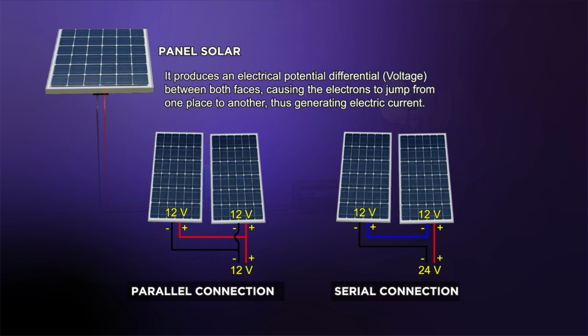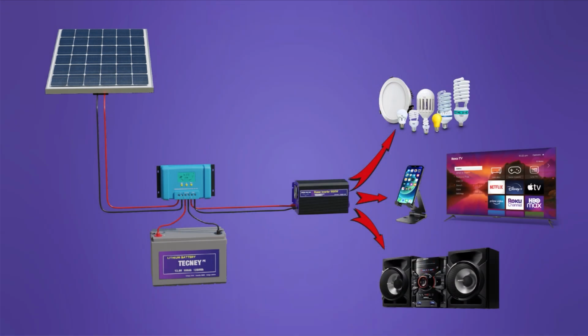Two or more solar panels can be connected in parallel if it is required to maintain the same voltage level and a high current. Or they can be connected in series if it is required to obtain a greater potential or voltage differential while maintaining the current intensity constant.